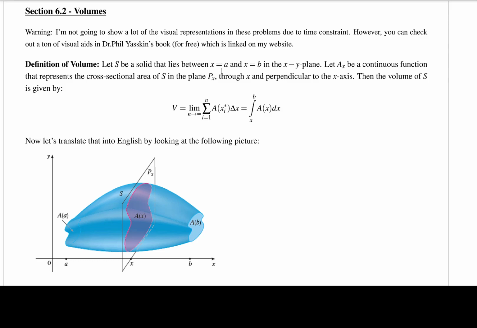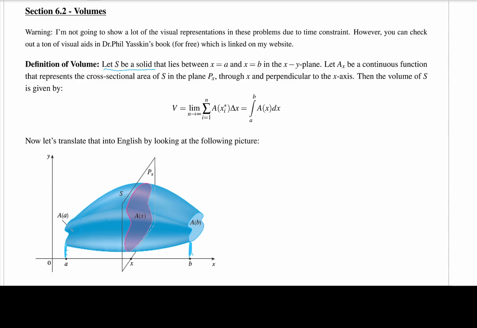So first, I want to give the definition of volume from a calculus standpoint. We're going to have S being a solid, right? So here's our solid S, it's this blue thing right here. And it's going to lie between two x values, x equals a and x equals b. Now I know it looks like it sticks out past b, but that's because this is a three-dimensional solid sitting in a two-dimensional plane.